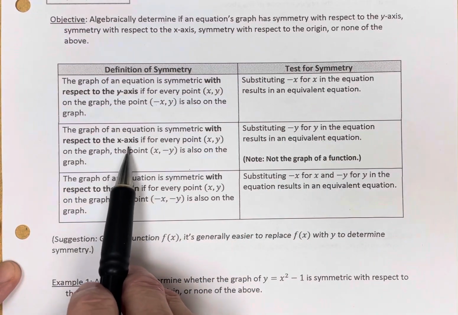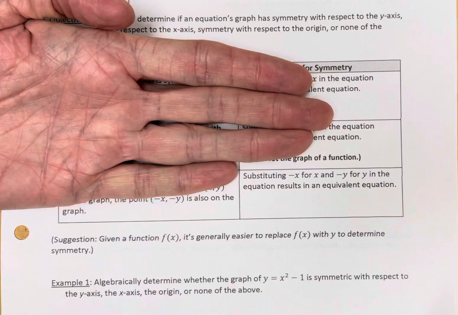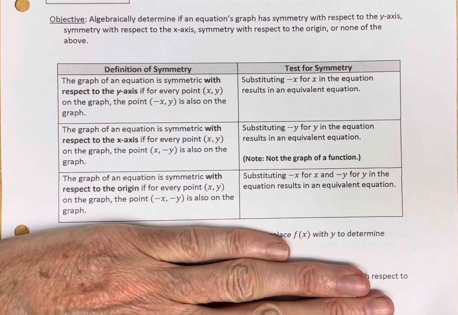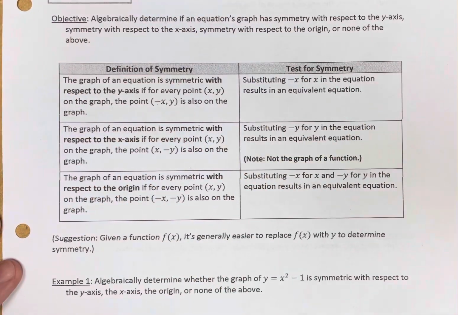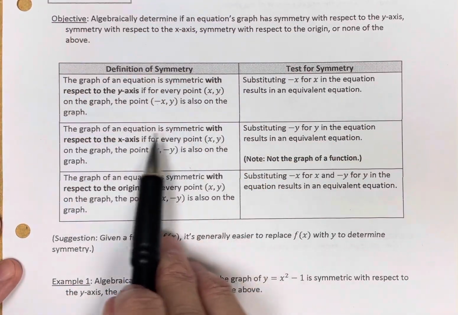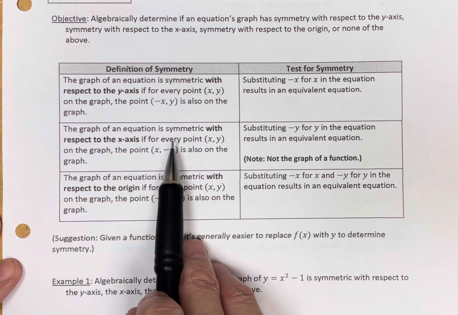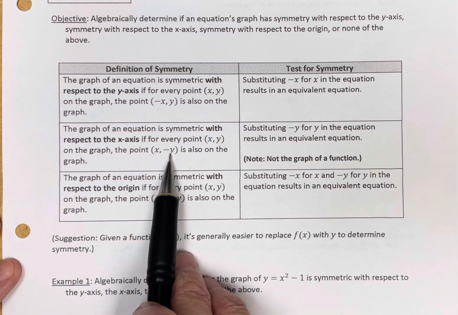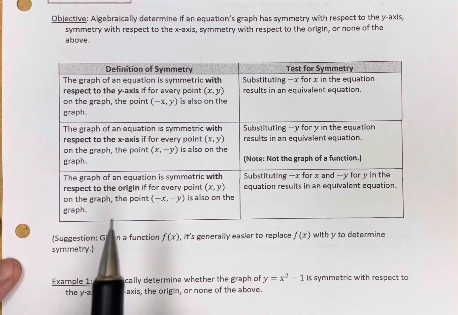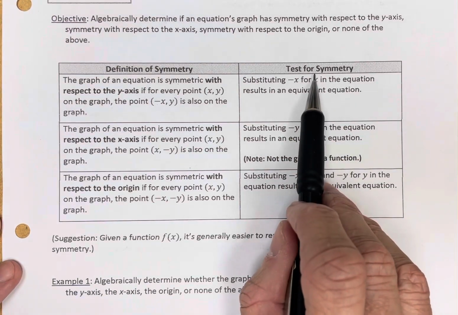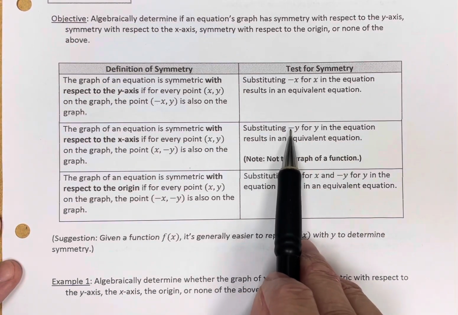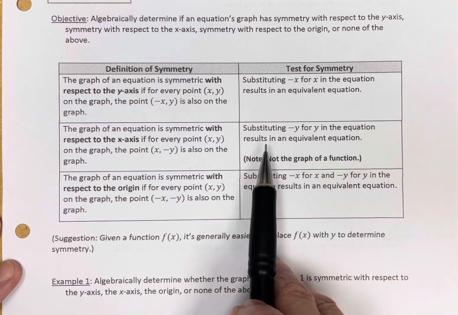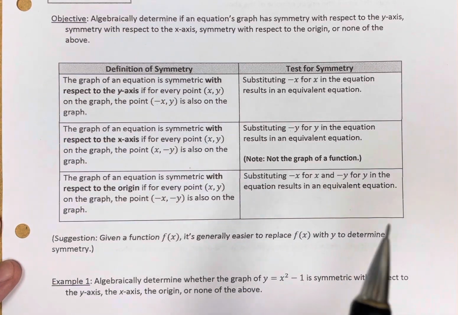Okay, symmetric with respect to the x-axis, which means we're going from top to bottom, with the x-axis as a line of symmetry, or bottom to top. A graph is symmetric with respect to the x-axis if for every point (x, y) on the graph, the point (x, negative y) is also on the graph. How do we test for this algebraically? We substitute negative y in for y in the original equation. We may do a bit of math, and we want to see if we can get the equivalent equation.